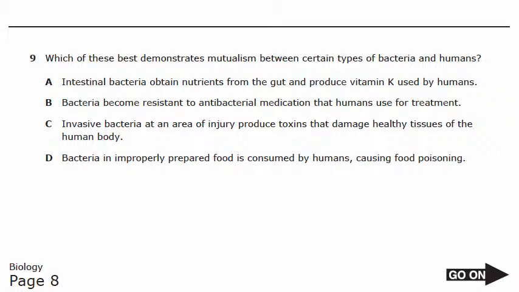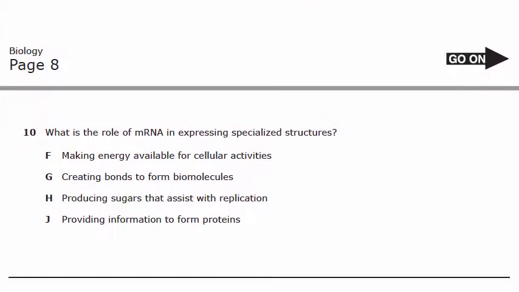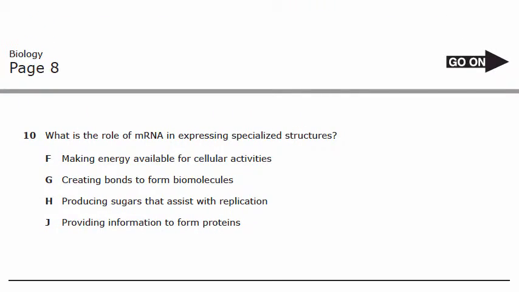Stop the recording. Select your answers. Number 10. What is the role of mRNA in expressing specialized structures? F. Making energy available for cellular activities. G. Creating bonds to form biomolecules. H. Producing sugars that assist with replication. J. Providing information to form proteins. Stop the recording. Select your answer.